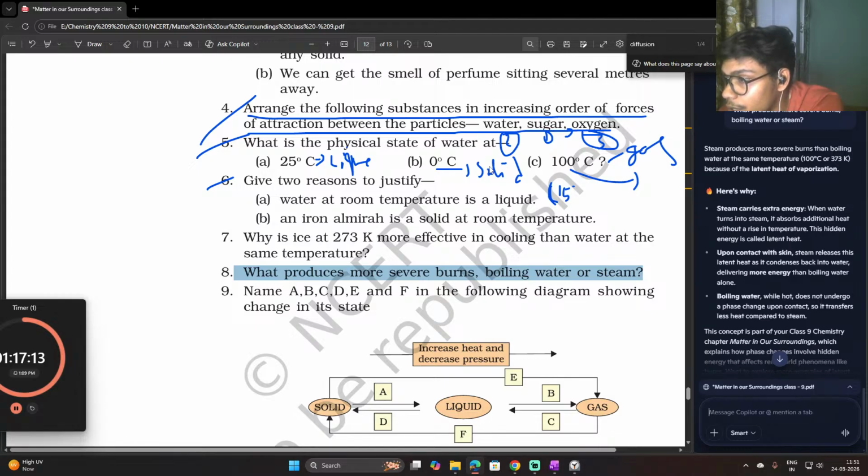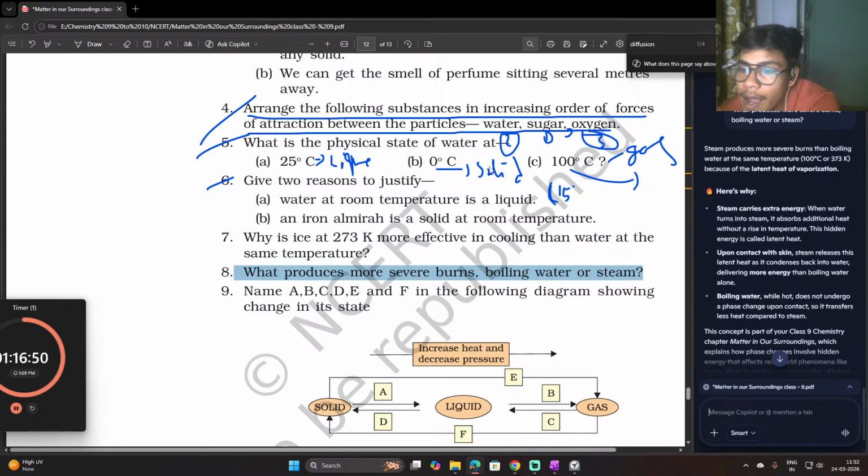Upon contact with skin, steam releases this latent heat as it condenses back into water, delivering more energy than boiling water alone. Boiling water, while hot, does not undergo a phase change upon contact, so it transfers less heat compared to steam. So steam will be the answer. Sorry guys for my wrong answer, but steam will be the answer.